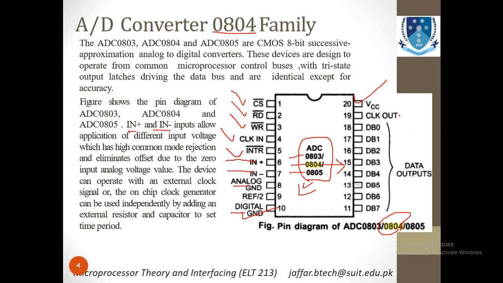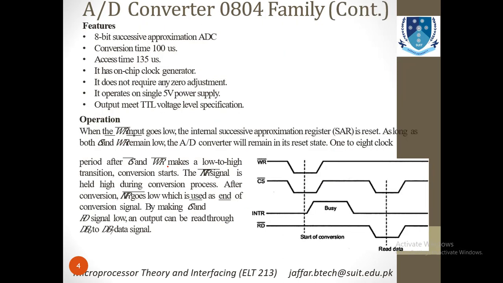And similarly here you can have clock output synchronization for the output devices, and at these pins from DB0 to DB7, after the conversion, you will get your bits from these pins. So how does this process occur? So let's start with the process of this.